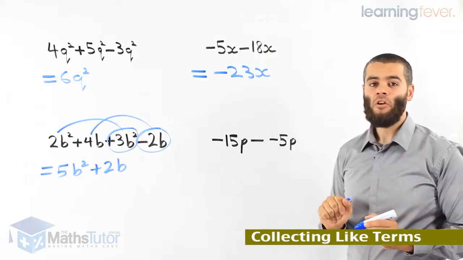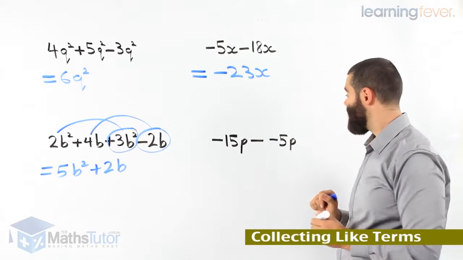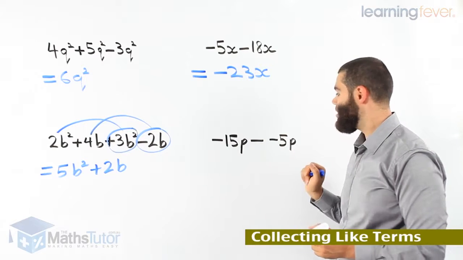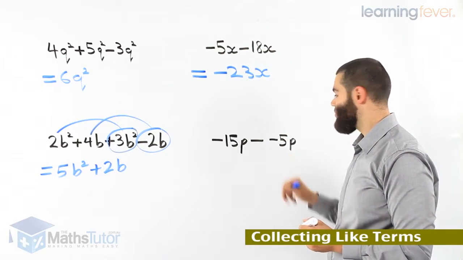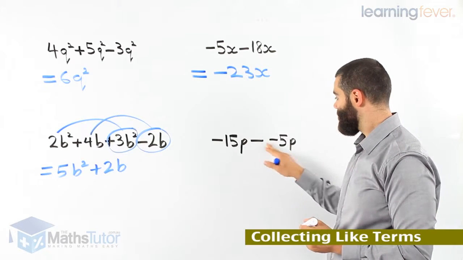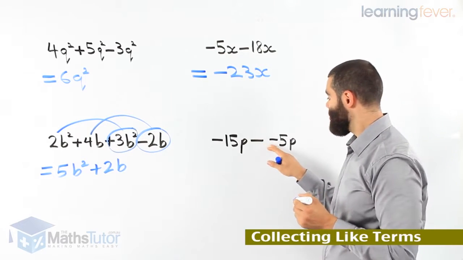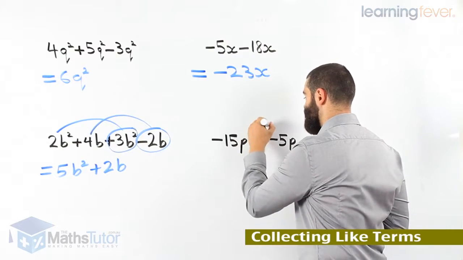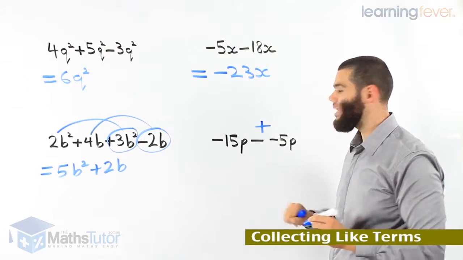Now here, minus 15p take away negative 5p. Are they like terms? We have a p and a p. Yes, they are like terms. So minus 15p minus negative 5p. Well, what do you notice? Two negatives next to each other. We learnt that two negatives next to each other join forces and become a plus.